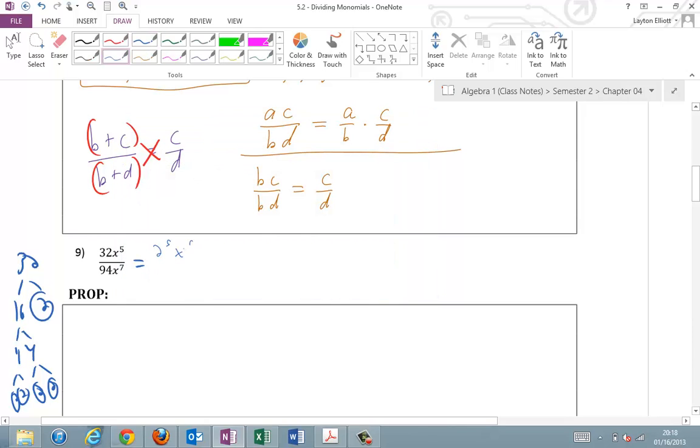X to the 5th power over 94, I'm going to do over here. 94 factors into 47 and 2. That's done. 47 is a prime number and 2 is a prime number. 47 times 2 and x to the 7th.